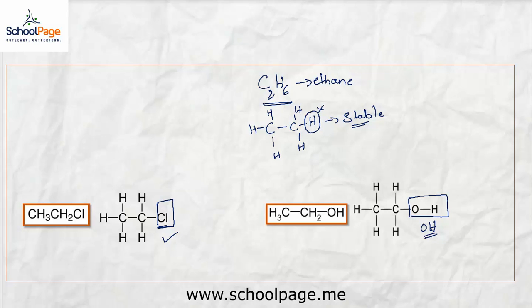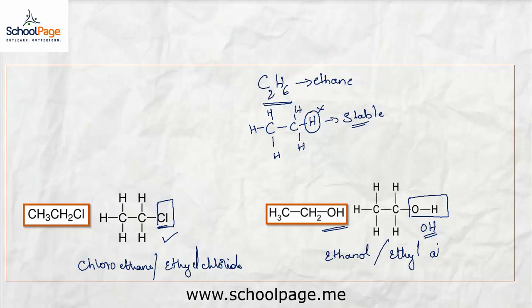Now, these two are different compounds. Though a single hydrogen has been replaced, because different atoms are attached to the carbon in each case, they become two different compounds. So this compound can be called chloroethane, or simply ethyl chloride. This compound is called ethanol, or simply ethyl alcohol.